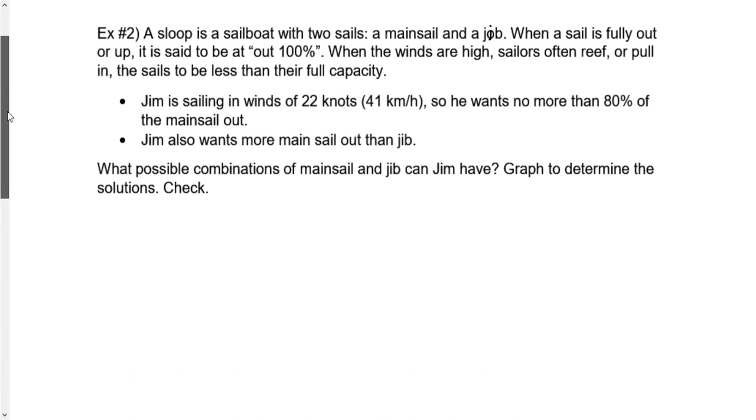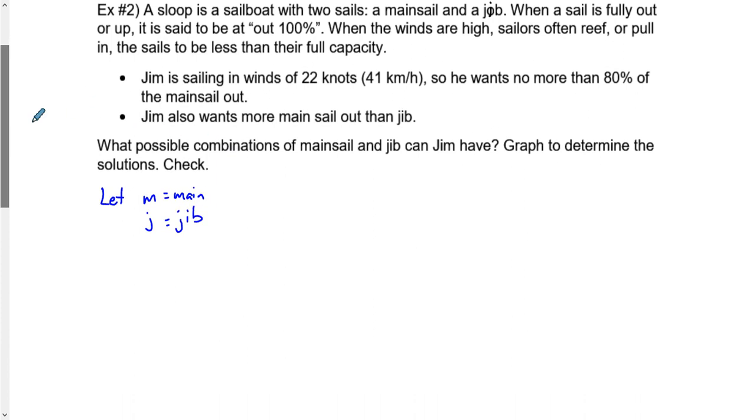and hopefully that's common sense. Jim is sailing in winds of 22 knots, or about 41 kilometers per hour, so he wants no more than 80% of the mainsail out. Jim also wants to have more mainsail out than jib. What possible combinations can Jim have? We're going to graph and determine some solutions. So again, we're going to have 2 let statements. Obviously, M is going to be talking about the mainsail, and J is going to talk about the jib. So again, we have 2 things that we're going to graph.